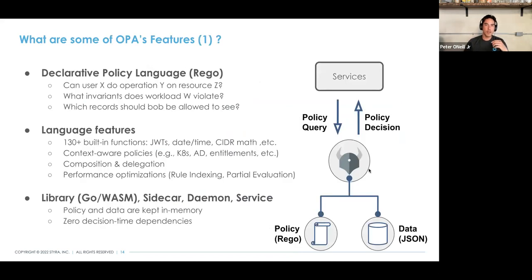And so this is that same kind of diagram on the right-hand side here, showing the service at the top asking the query to OPA, and then OPA comparing that query to the policy it has and any data that it's given so that it can return a response, right? And so with that, there are a few features that OPA comes with that make it really powerful, right?